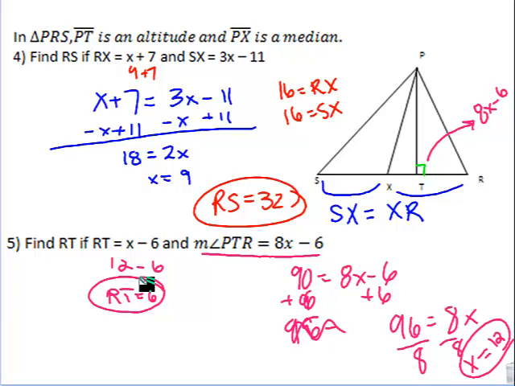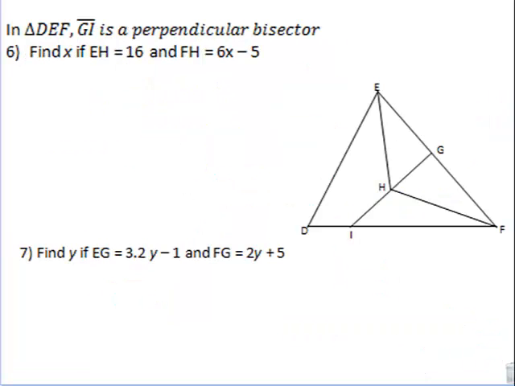So in order to solve this problem, it was essential that you understood what an altitude meant and what a median meant, so you could correctly solve it. Next one, in triangle DEF, GI is a perpendicular bisector. So we need to know what a perpendicular bisector means in order to solve this. So it means a 90-degree angle. That would make sense at point G. And then bisector, it bisects, it splits it equally, so GE and GF would have to be congruent.